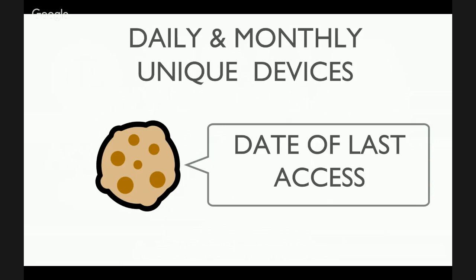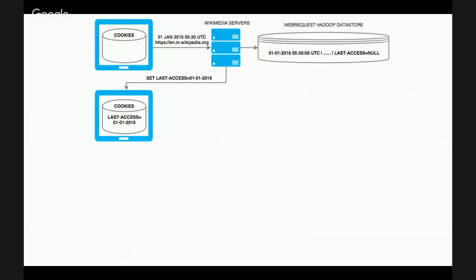Okay, so I'm going to go through and show the flow of data into our system from the time you send a request and how it sits, and then try to explain how we count uniques. So here we go.